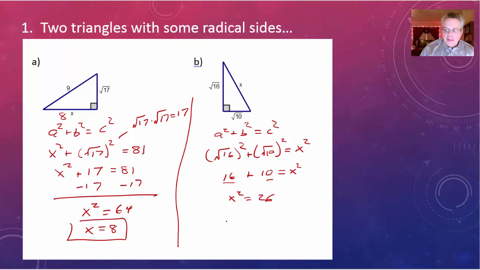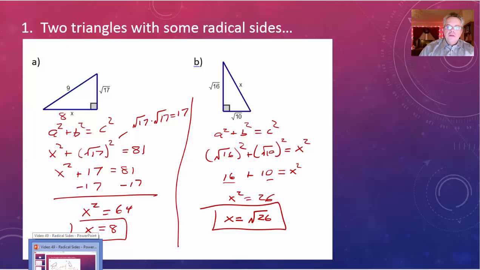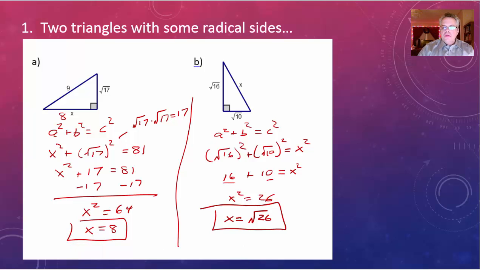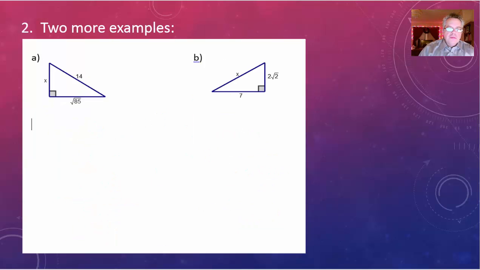This one doesn't work out as nice as the last one. We have to take the square root. So x is the square root of 26. And that doesn't simplify, so we're finished. Okay, so really this is not so hard. When we square a radical, we just get the number inside. All right, let's try these.